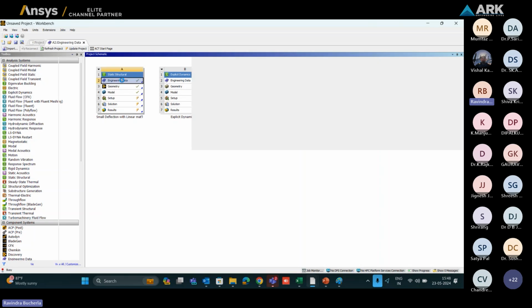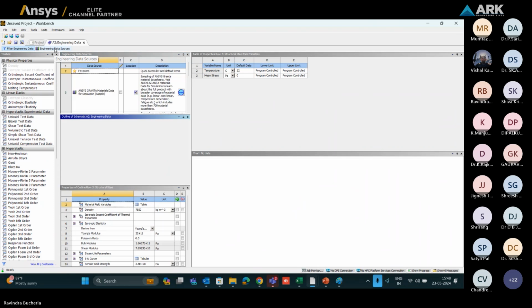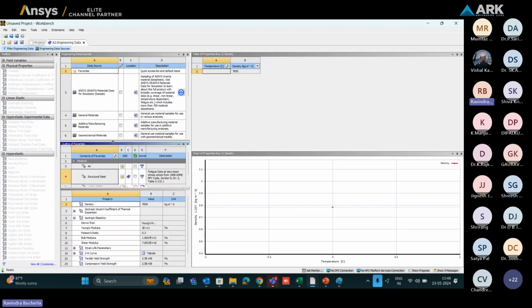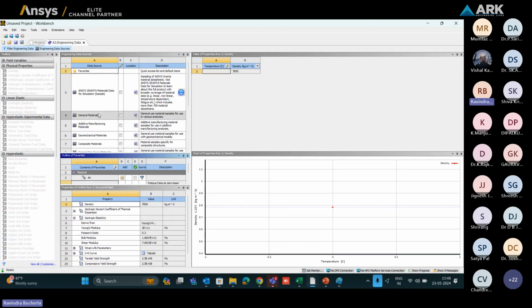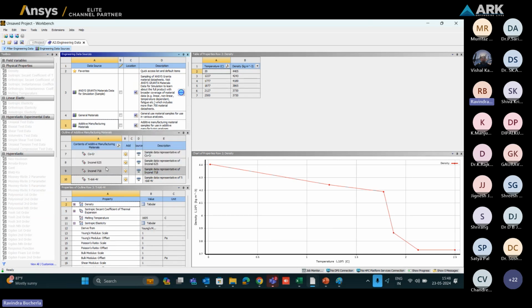If you double click on engineering data, by default structural steel will be there. In case you want to add any new material, you can go for engineering data sources, where all the materials are divided into different libraries based upon the application. Like if you are solving a problem related to additive manufacturing, you can click on additive, and these are the materials which are available for additive manufacturing.